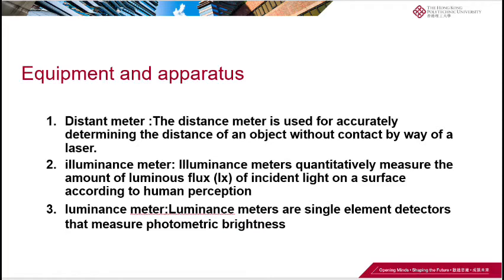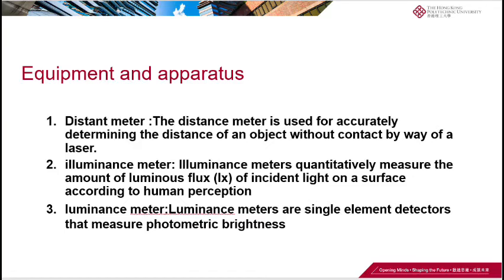The second equipment is the illuminance meter. It can quantitatively measure the amount of luminous flux of incident light on a surface according to human perception. The last equipment we use in this experiment is the luminance meters. These meters are a single element detector that measure photometric brightness. Then I will show you how we can use this equipment.